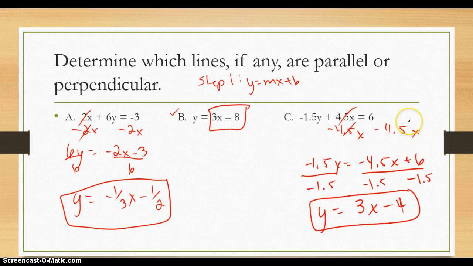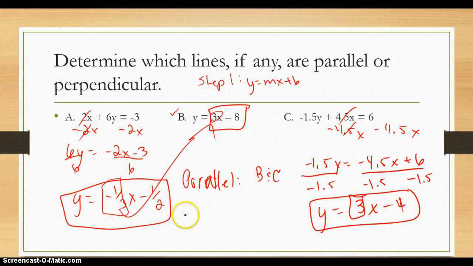Okay, so determine which lines are parallel or perpendicular. So parallel, we know that they must have the same slope. So which two have the same slope? Well, this one has a 3 and a 3, so we know that B and C are parallel. And then our slope is a negative 1/3 over here, so that is the negative reciprocal of 3. So we know that A and B are perpendicular, and A and C are perpendicular.